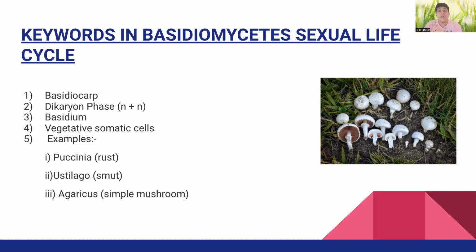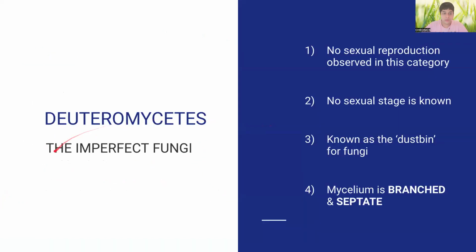When you are learning DNA and genetics, you learn what is a gamete and what is a somatic cell. So gamete is your sperm, gamete is your egg, and somatic is all your other cells. So Puccinia, Ustilago, and Agaricus, these are your examples. You have your last type of fungi, which is known as Deuteromycetes.